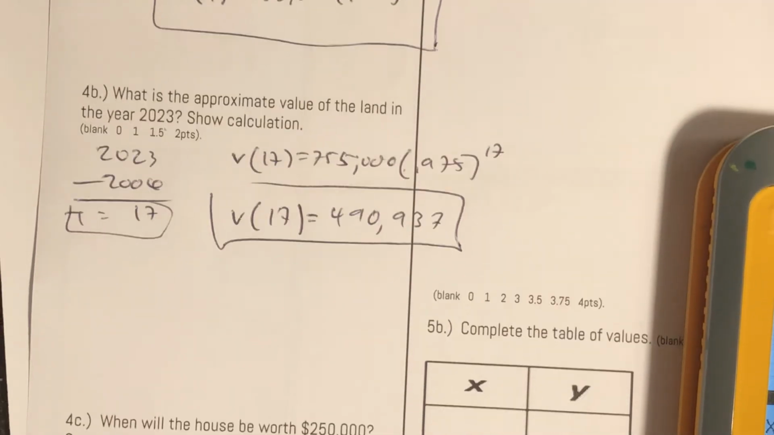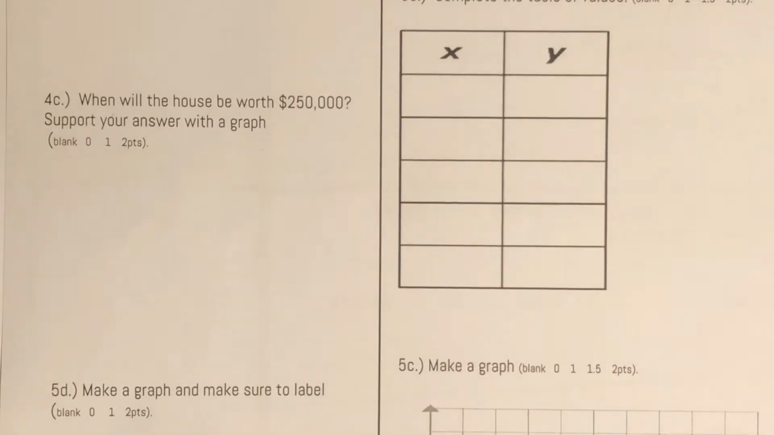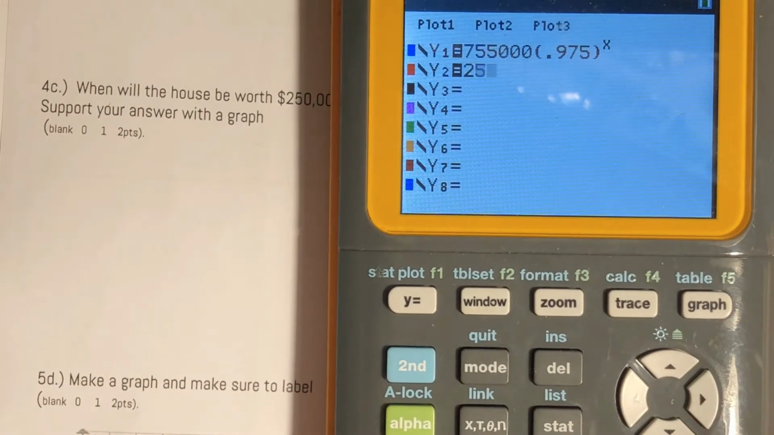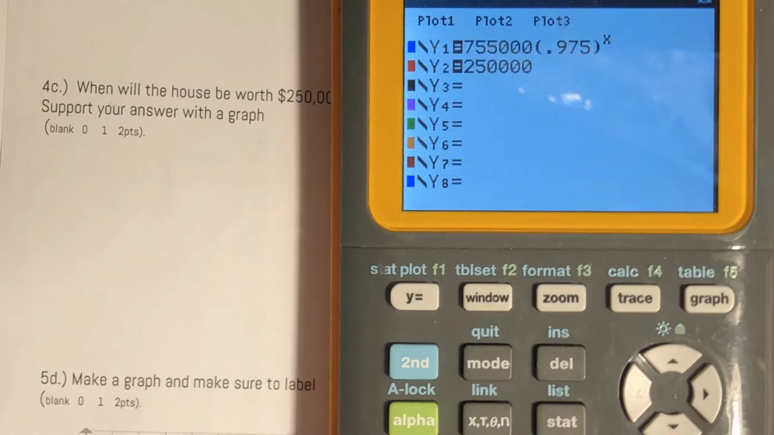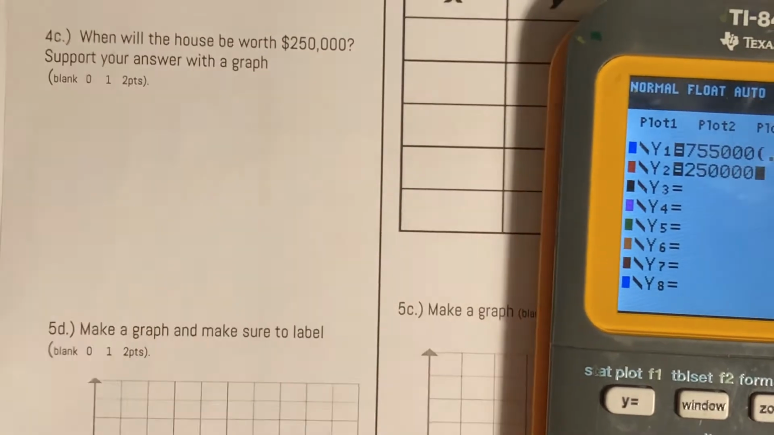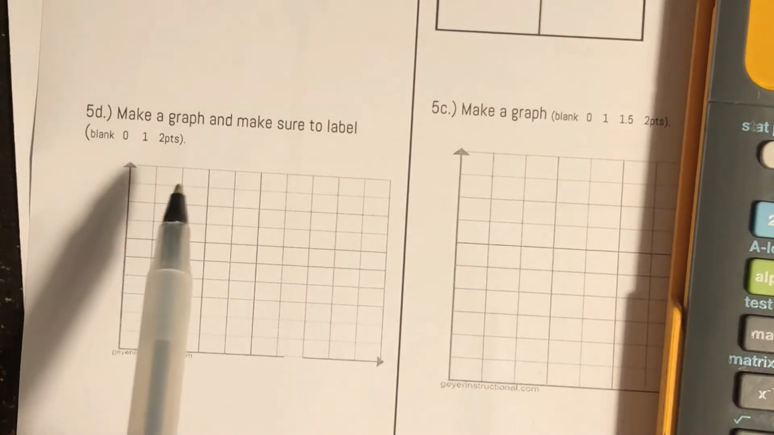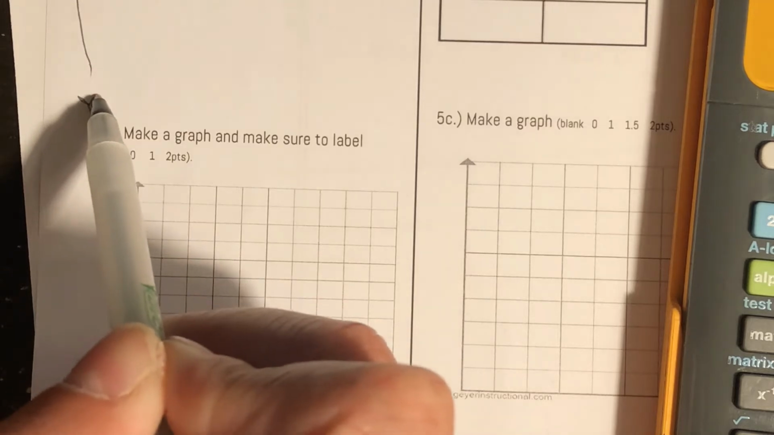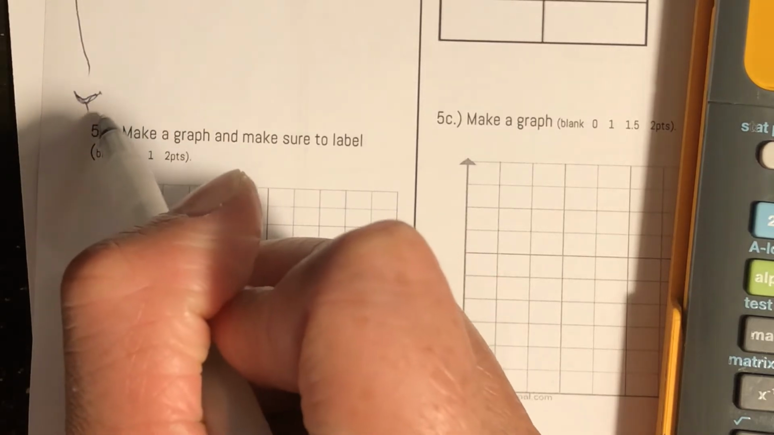When will the house be worth 250,000? So, since you're getting confused with how to change your window before I graph it, what's helpful is you just come over here and make a quick sketch of your graph. I know my graph. You're supporting your graph in that question. That one should be 4D.